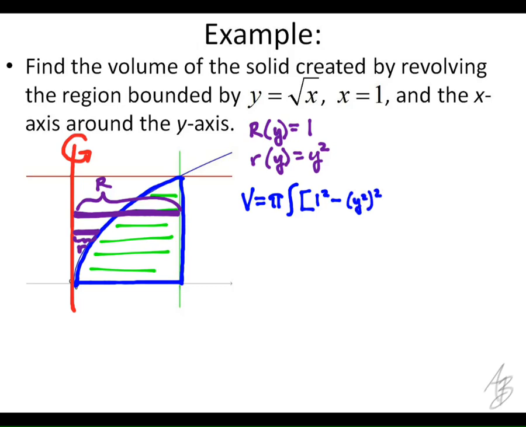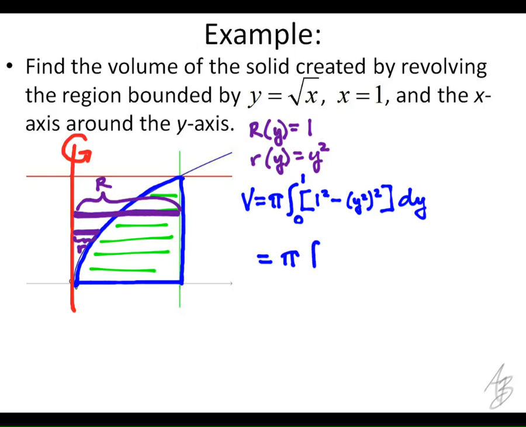Y squared squared, which will end up being y to the 4th, with respect to y. Now, what is the lowest y value that we're going to use here? We're going to start at 0, and we're going to go up to 1. One other thing before we evaluate, and again, I'm not going to spend time evaluating here, I'm focused more on setting them up, but we want to simplify this as much as we can before we evaluate.